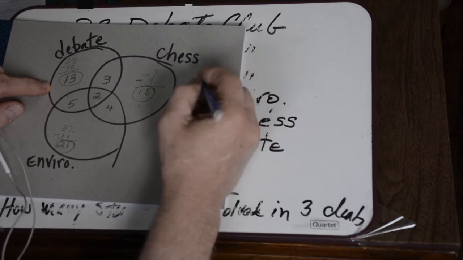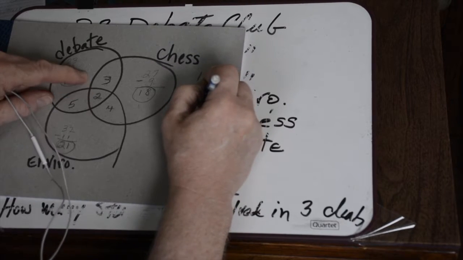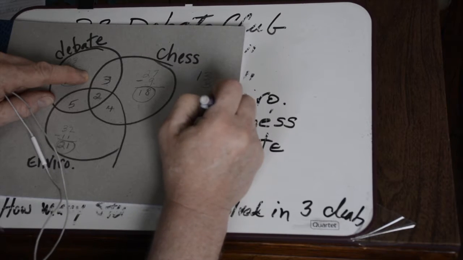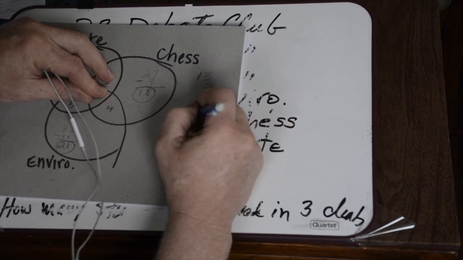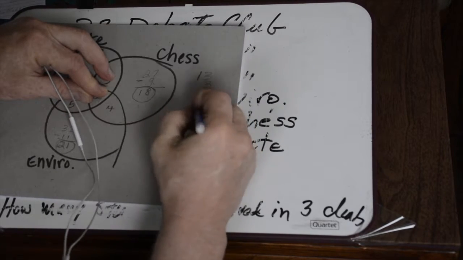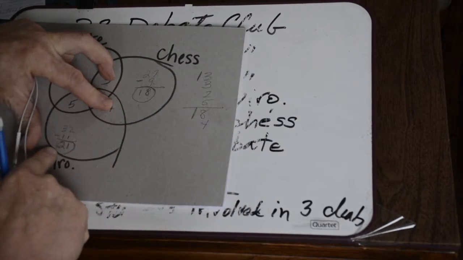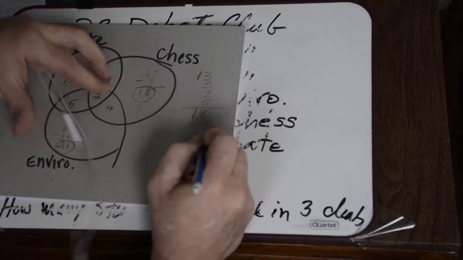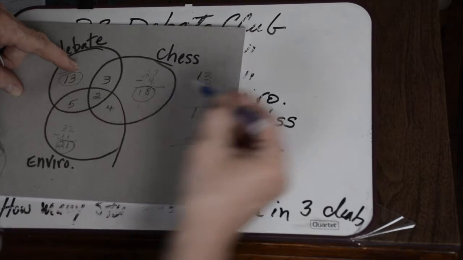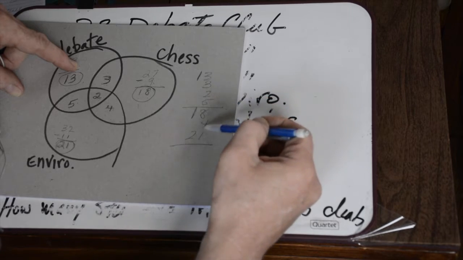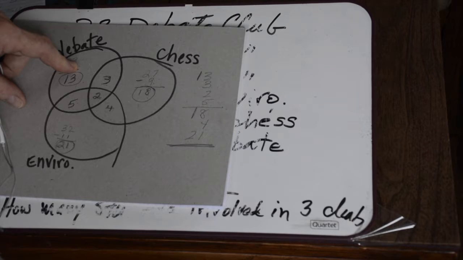13, it's a little bit hard to read this. Can you see this? 13, 3, 2, and 5. And also 18 and 4, and also the 21. How many different areas are there? There are 1, 2, 3, 4, 5, 6, 7 different areas. So you add them up, and that's how many people are involved in clubs.